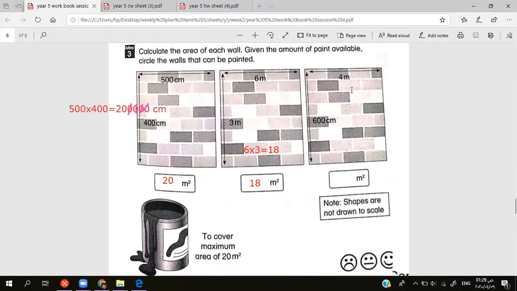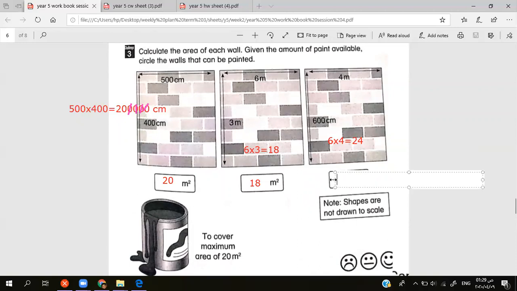The last one, this is meter, but this is centimeter. I must convert the centimeter into meter and then multiply. Normal, from centimeter to meter, this means I will remove 2 zeros. So it means 6 times 4 equals 24.